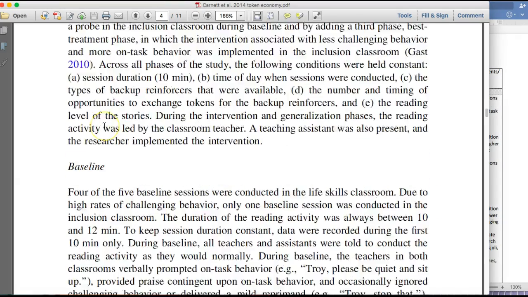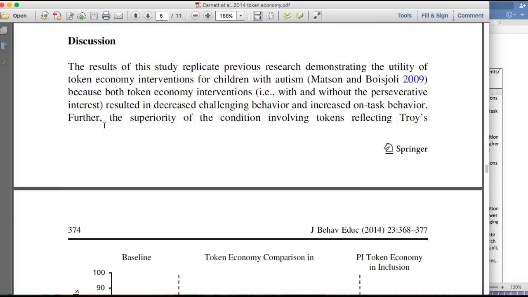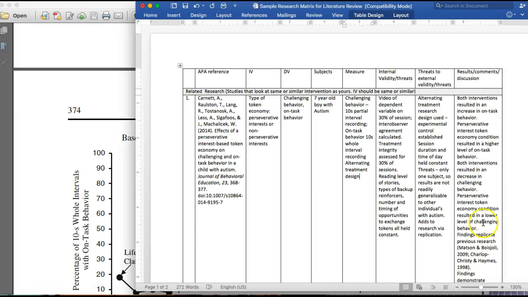Then after I filled out that section, I went down and looked at the results of the study. So I read through the results and the discussion, and I used that to complete this section. In the results and the discussion, they talked about how both interventions resulted in an increase in on-task behavior. So both interventions, the token economy using either perseverative interest or non-perseverative interest, were effective. However, they found that the perseverative interest token economy resulted in a higher level of on-task behavior. So while both were effective, using those perseverative interest tokens actually was more effective.